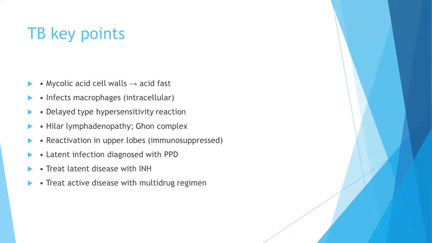So the TB key take-home points are that the mycolic acid cell walls are acid fast. It infects the macrophages. There is a delayed type 4 hypersensitivity reaction. It has hilar lymphadenopathy and Ghon's complex. There is reactivation in the upper lobe in case of an immunosuppressed individual. Latent infection is diagnosed with PPD. Treat latent disease with isoniazid and treat active disease with a multi-drug regimen. So latent disease is treated with isoniazid. This is a very important key point you need to remember, and it can be asked in the examination.